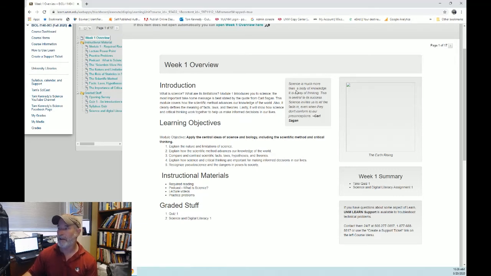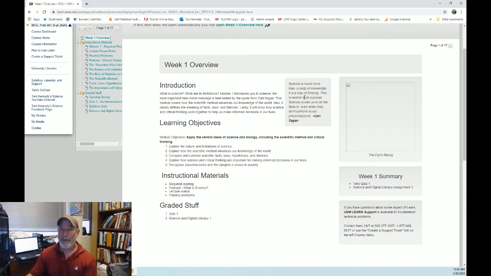And that's our summary. And I always like to put in a nice quote. And in this week, this quote is from Carl Sagan. And it says, "Science is much more than a body of knowledge. It's a way of thinking. This is central to its success. Science invites us in to let the facts in, and even when they don't conform to our preconceptions."